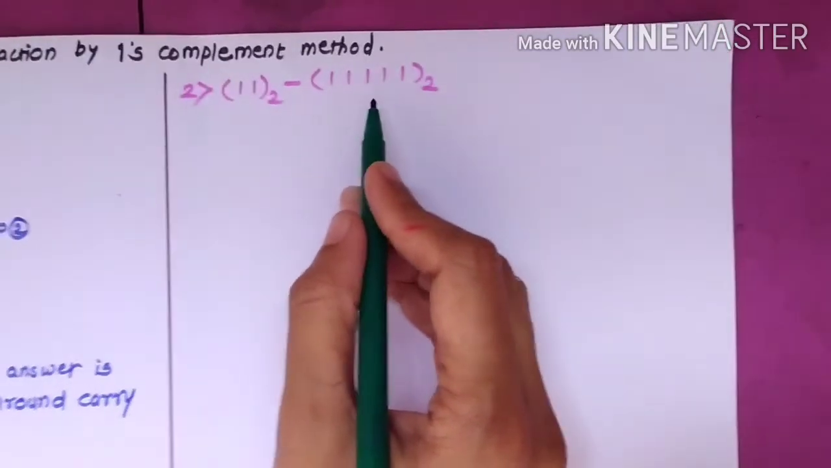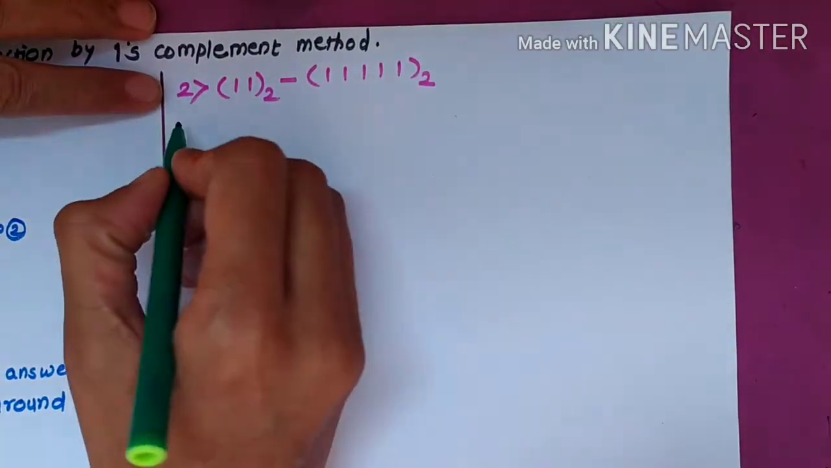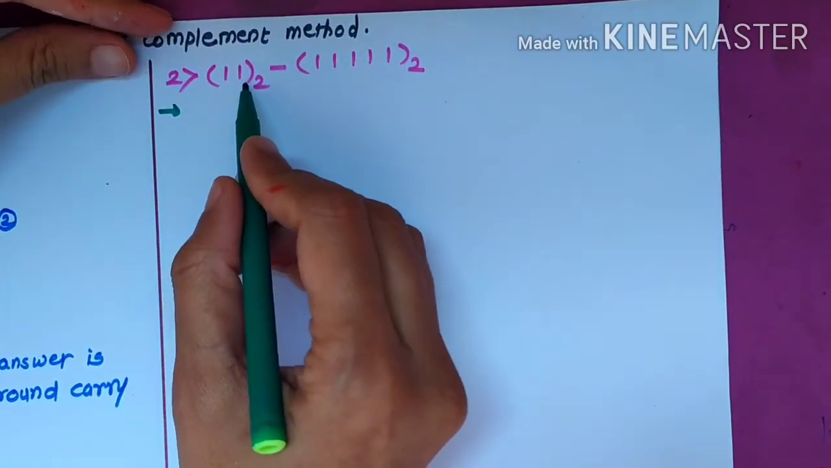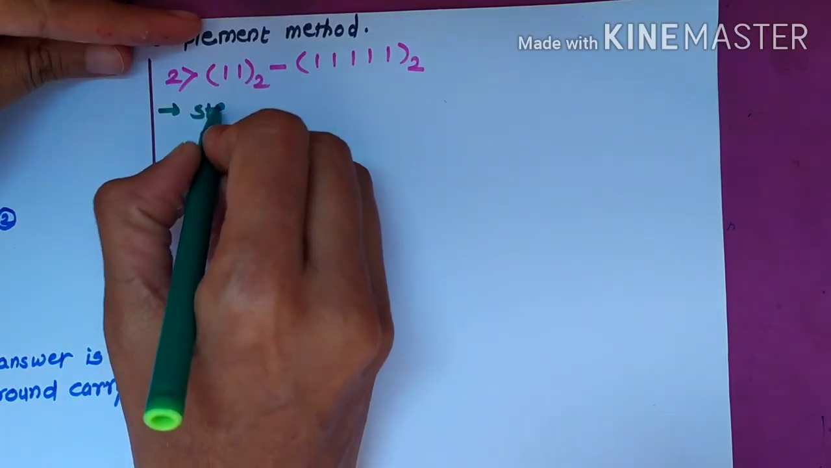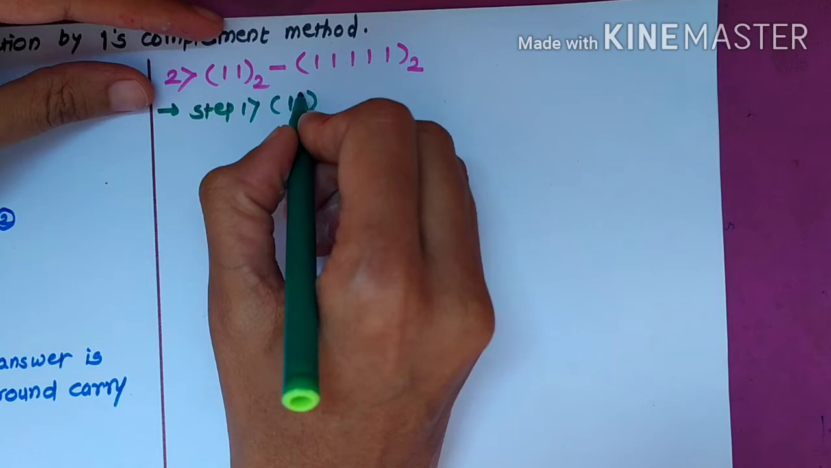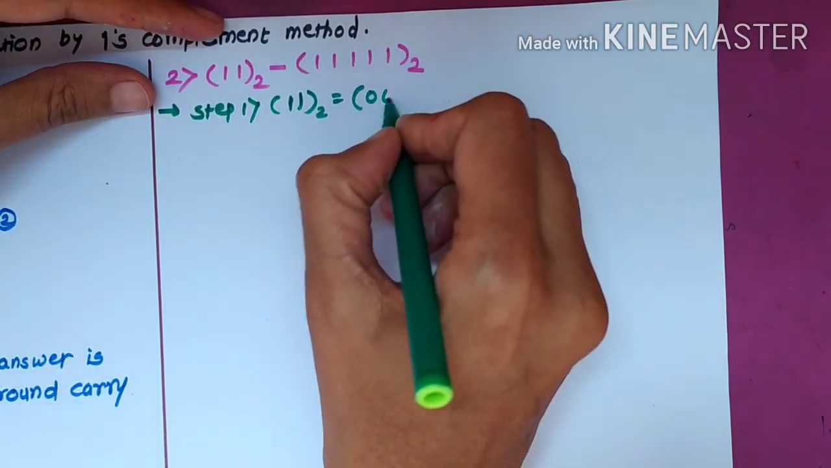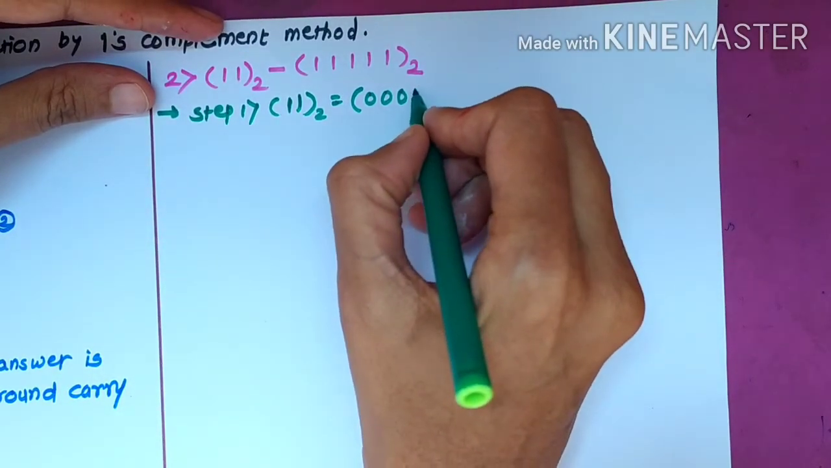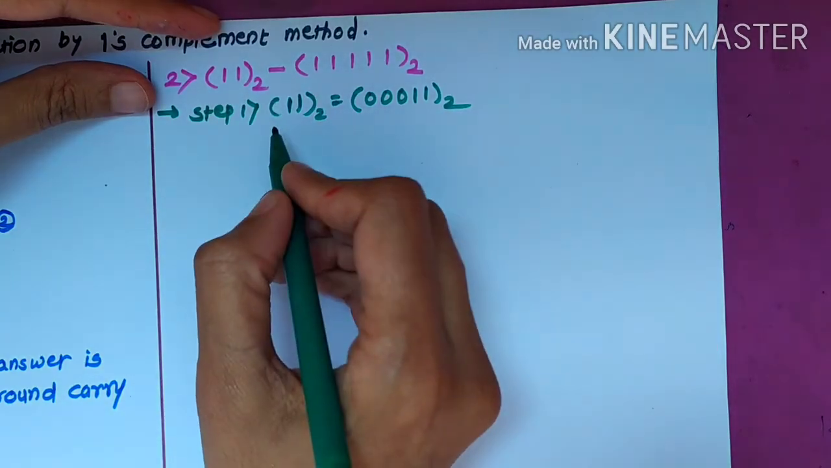Now this is the second example. In this example, A has 2 bits while B has 5 bits. So in step 1, we'll make this A 5 bit by writing 3 zeros to the left side of the given number. It will not affect the original value of the given number.